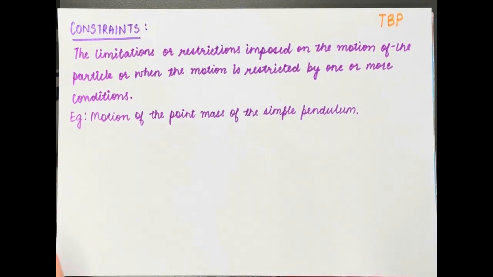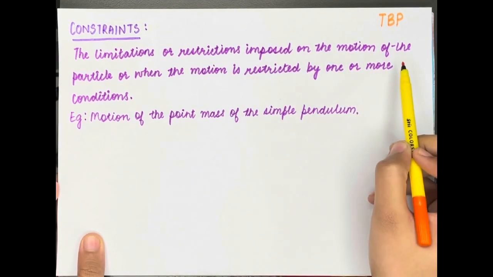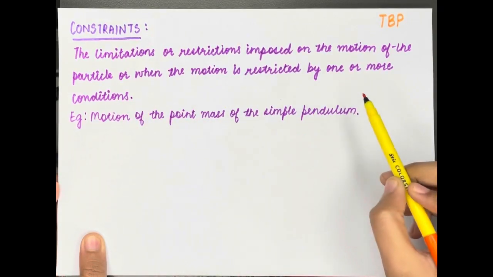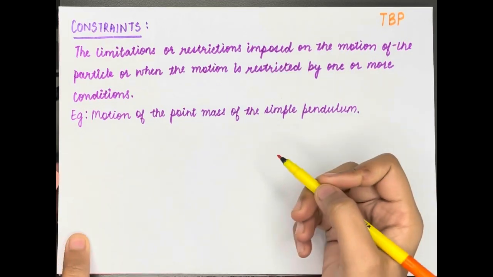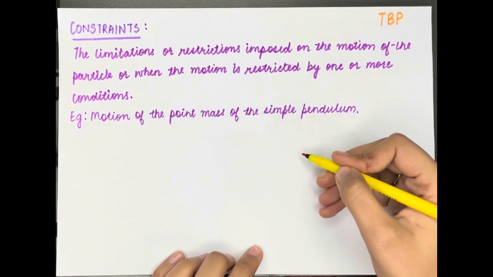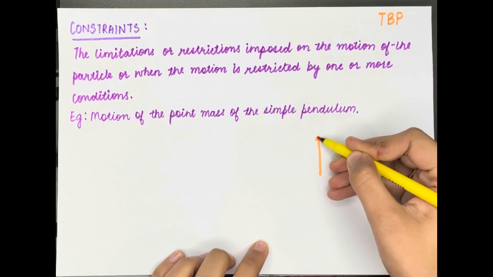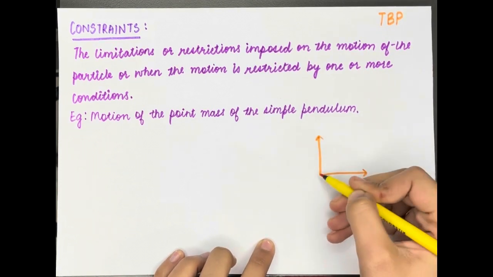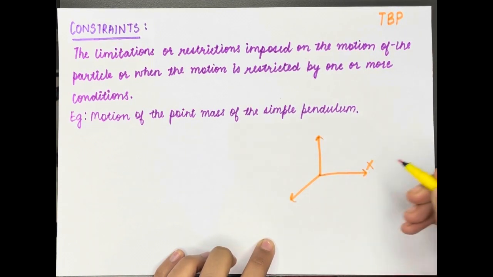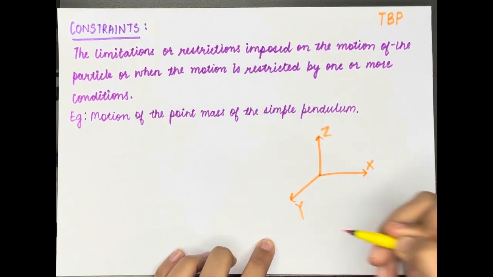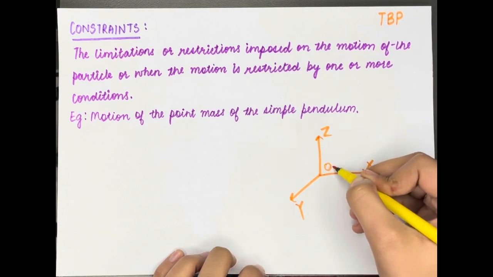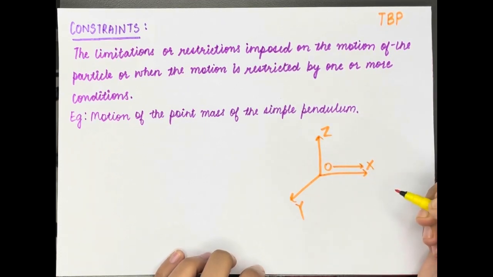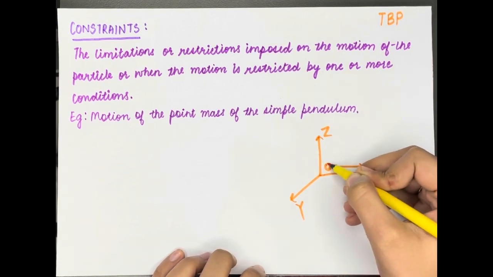The limitations or restriction imposed on the motion of the particle, or when the motion is restricted by one or more conditions. Now, what does that mean? For example, we know that we have three coordinate axes, which are x, y, and z. This is x, this is z, and this is y. For example, I restrict the motion of a particle only in x direction. So what does that mean? We are imposing constraints on this particle, right?